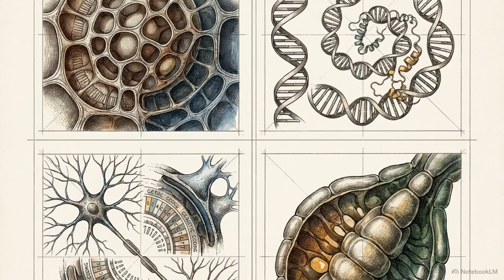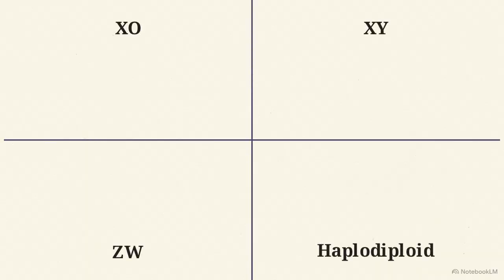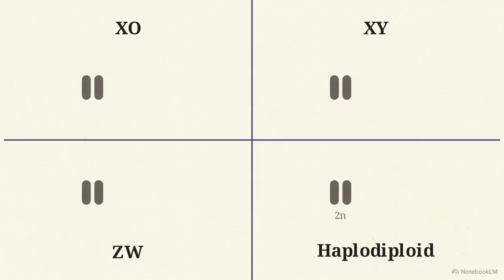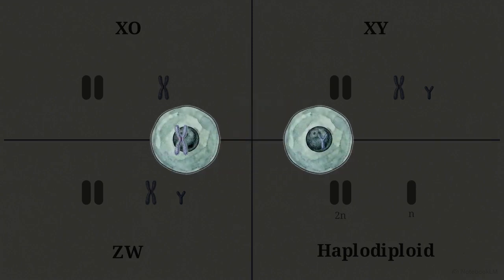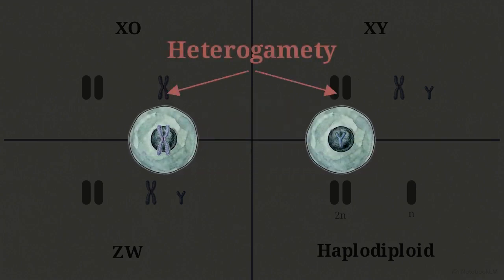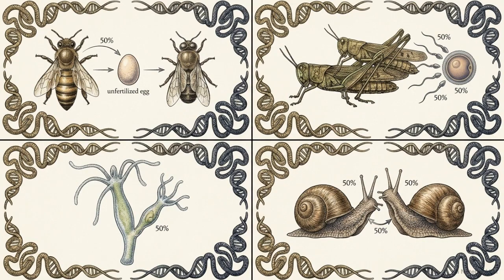To understand these variations, we must map the 4 distinct genetic architectures found across nature. These systems form a comparative framework: XO, XY, ZW, and haplodiploid. Most chromosomes form identical pairs called autosomes. The specific pair dictating sex is categorized separately. This relies on heterogamety, a biological asymmetry where one parent produces 2 different gametes. By evaluating each quadrant against these variables, we can mathematically prove which parent dictates the future of the offspring.